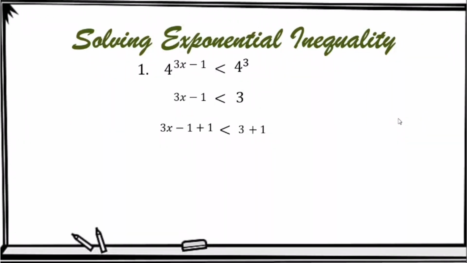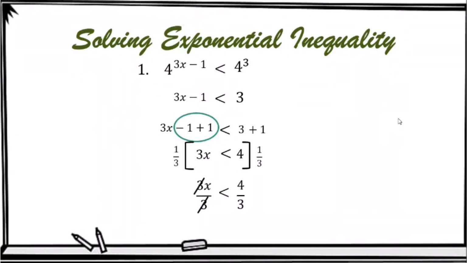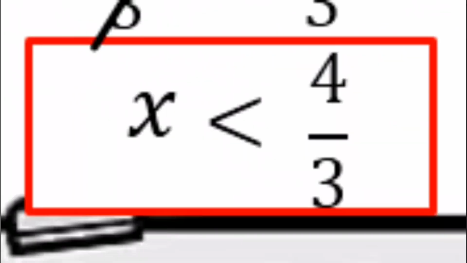On the left side of the given, negative 1 plus 1, that is equal to 0. So we have 3x. On the right side of the given, we have 3 plus 1, that is 4. So we have given 3x less than 4. Next, multiply both sides by the reciprocal of 3. That will be 1 over 3 times the quantity of 3x less than 4 times 1 over 3. So we have given 3x over 3 less than 4 over 3. On the left side of the given, simplify 3x over 3, that will be x, less than 4 over 3.